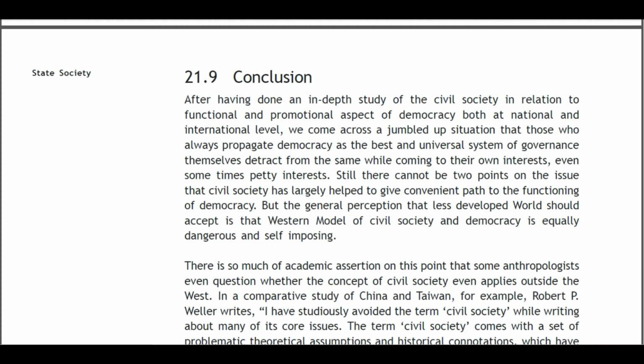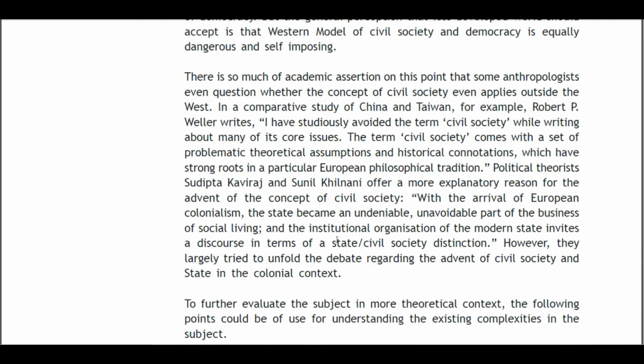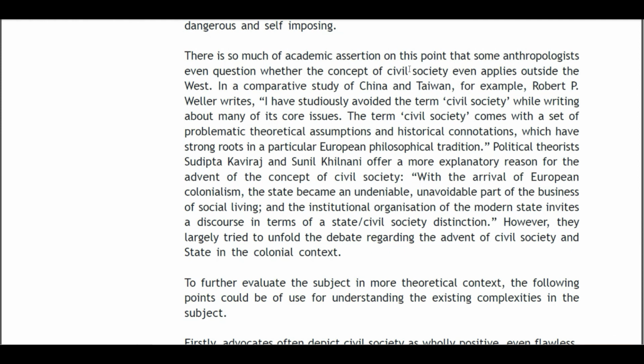But the general perception that the less developed world should accept is that the Western model of civil society and democracy is equally dangerous and self-imposing. There is so much academic assertion on this point that some anthropologists even question whether the concept of civil society applies outside the West. In a comparative study of China and Taiwan, for example, Robert P. Weller writes, "I have studiously avoided the term civil society while writing about many of its core issues. The term civil society comes with a set of problematic theoretical assumptions and historical connotations which have a strong root in a particular European philosophical tradition."